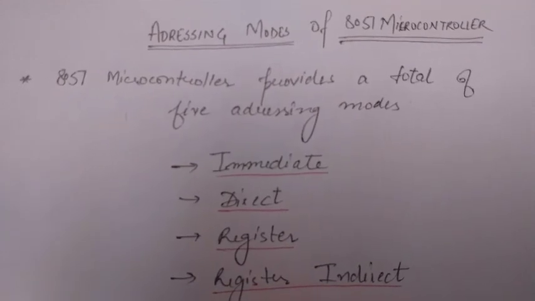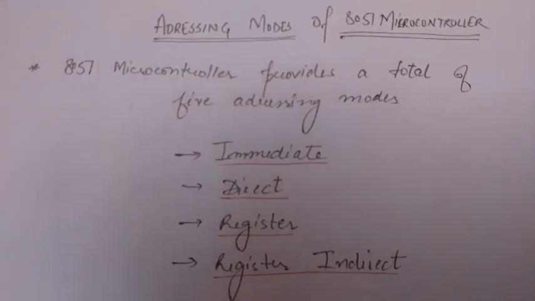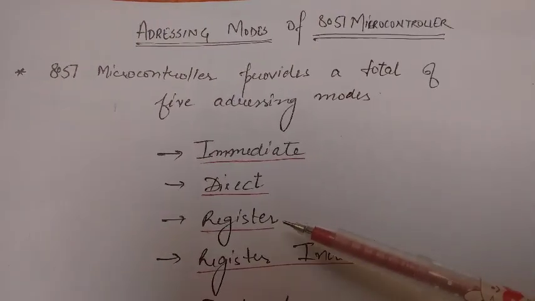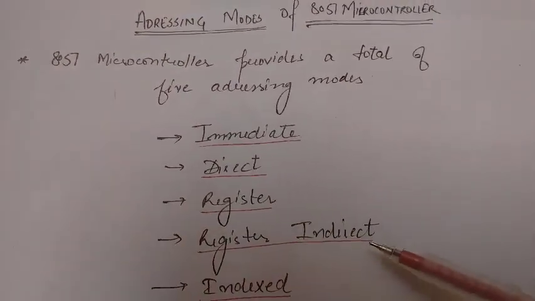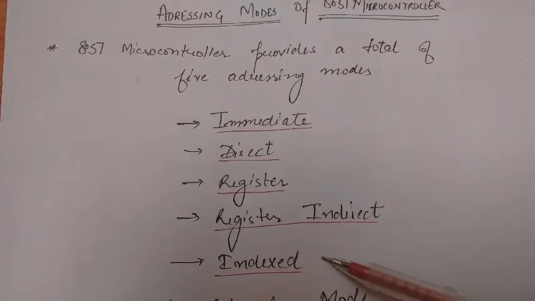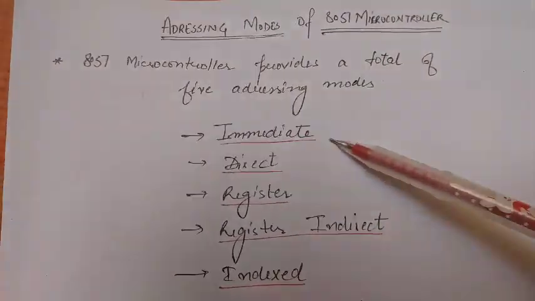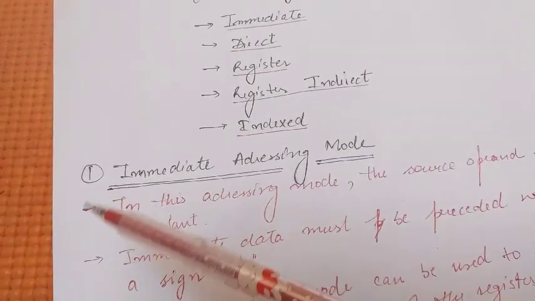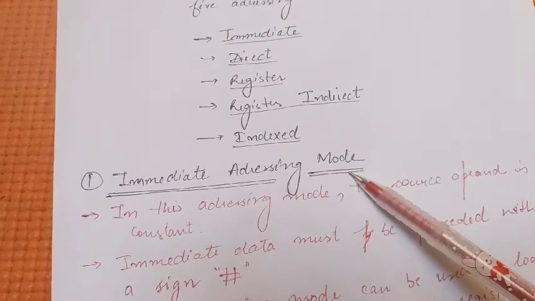8051 microcontroller provides a total of 5 addressing modes: immediate addressing mode, direct addressing mode, register addressing mode, register indirect addressing mode, and indexed addressing mode. These are the 5 addressing modes of 8051. Firstly, we are going to tell you the immediate addressing mode.